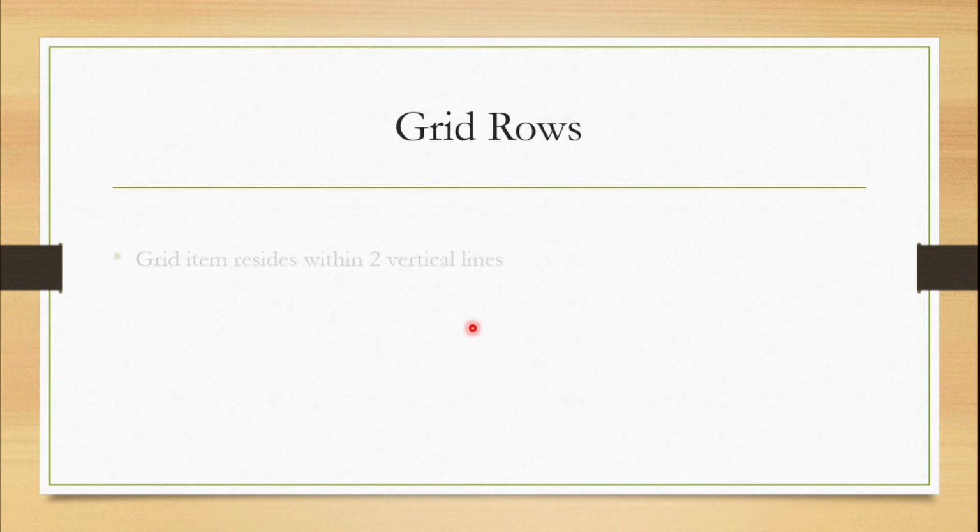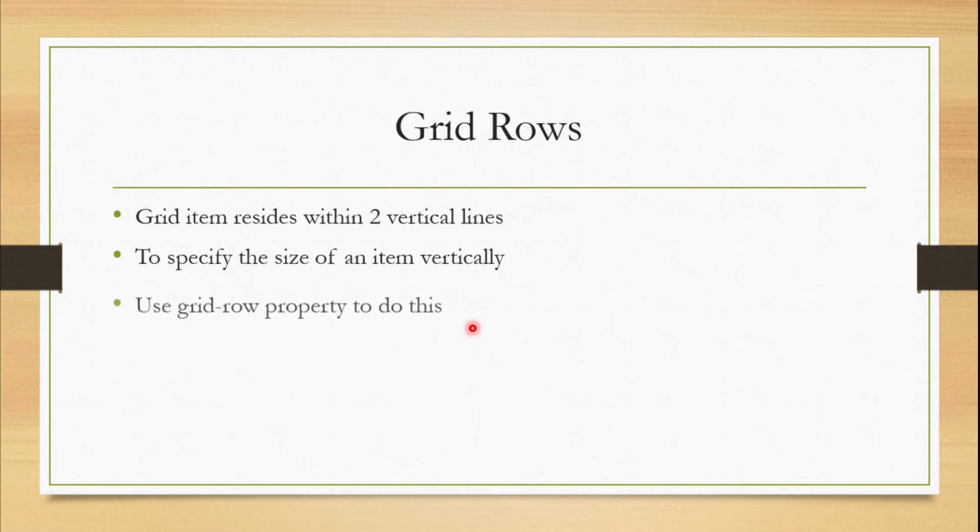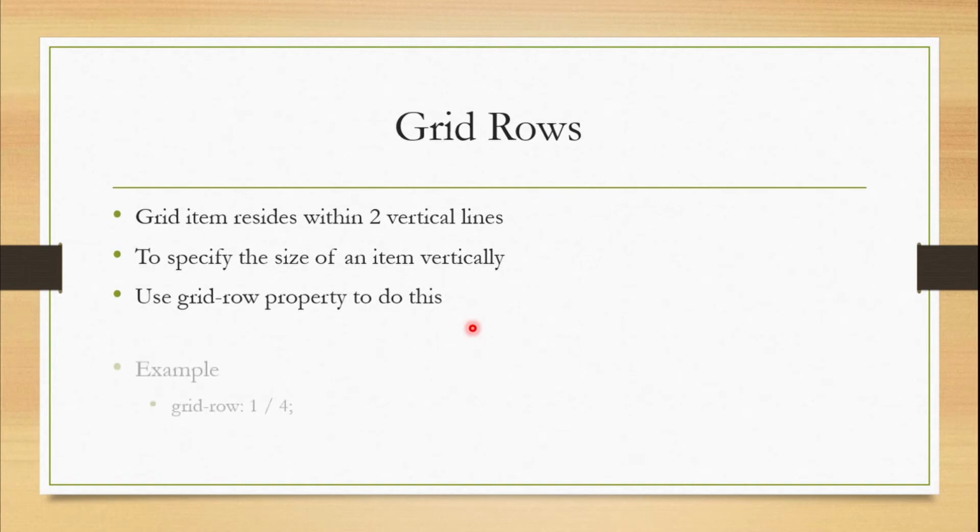There is also grid row, and it will be used to specify the size of an item vertically, how many rows the item is going to take. And the property is grid row. This is an example of it. Let's see how the code looks like.